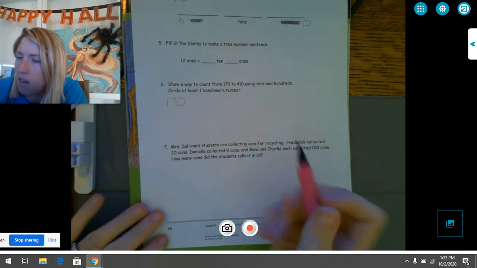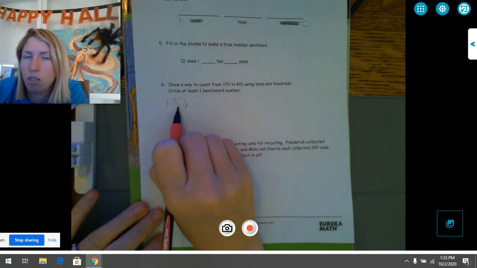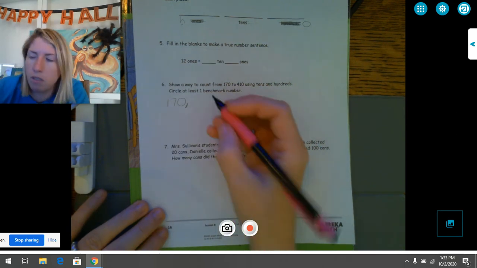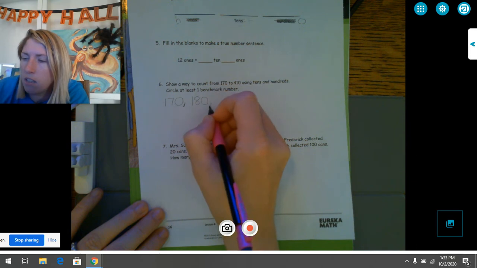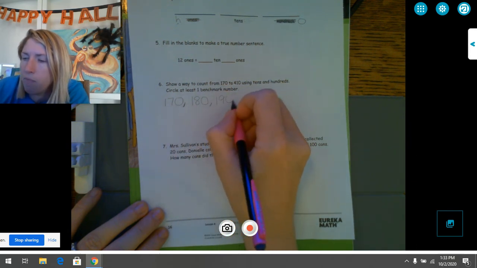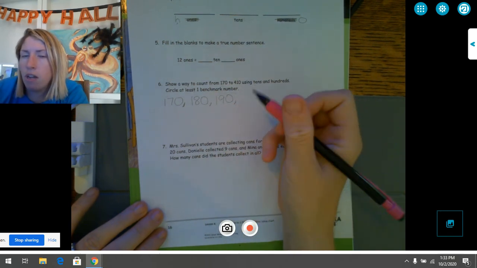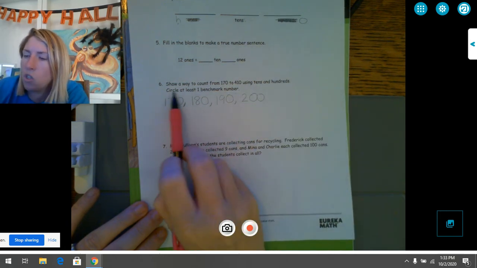And let's begin. 170, should we be counting by ones or tens or hundreds to begin with? Well, it looks like we already made a 10 in the ones place. So we can go ahead and just count by tens. We don't need to start with ones. So 170, 180, see my tens place went up by 1, 190. And what happens if I add 10 more to that? 190, 200. And then it said circle at least one.